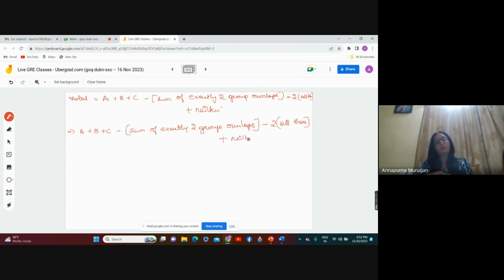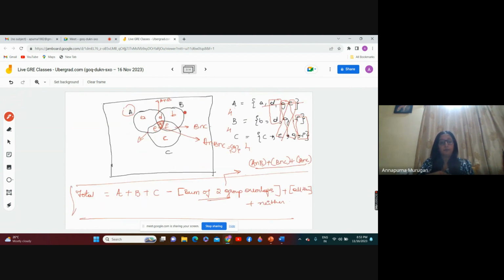See, what is the difference between this formula and this formula? Here I say sum of two groups overlaps. That means we'll be having many groups where you can see here, between A and B also there is overlapping, between B and C also overlapping, between A and C also we have overlapping. If we have such overlapping between two sets, more than two sets have the overlapping, then we use this formula.